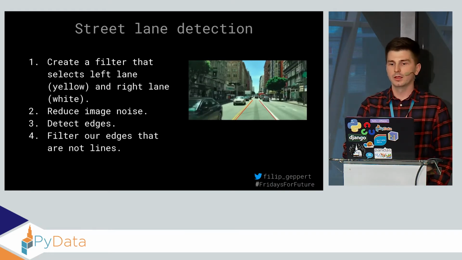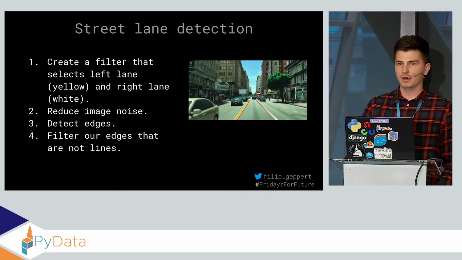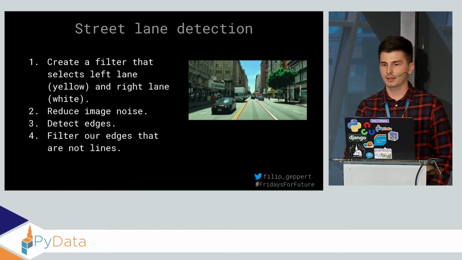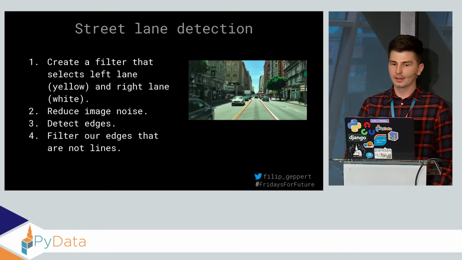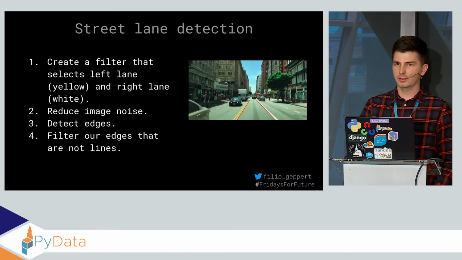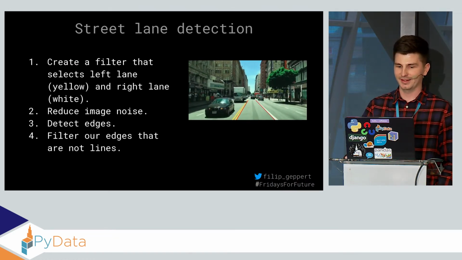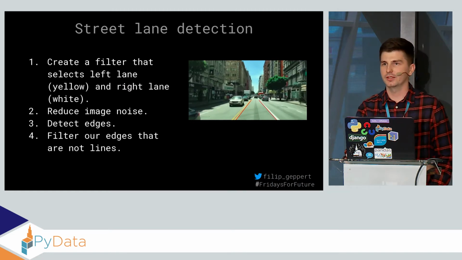Starting from the first project, street lane detection, the path is the following. First, we will detect the left lane, which is yellow. Secondly, we will detect the right lane, which is white. Then we will reduce image noise, then detect edges, and finally, we'll create a logic to decide if something is a street lane or not.